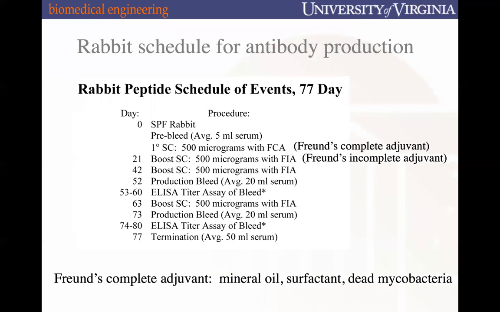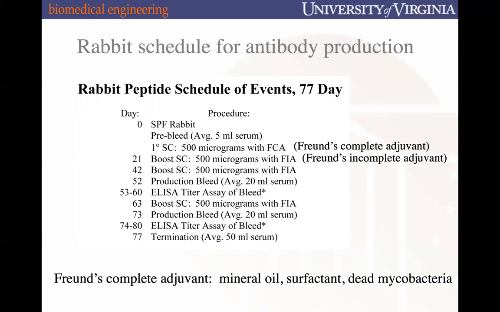So adjuvants are usually things in a vaccine that help raise the immune response, or in this case, what antibodies are being raised against. And so Freund's complete adjuvant is mineral oil, surfactant, and dead mycobacteria. The mineral oil is meant to help elevate the viscosity of what you're injecting, so that when you inject it, it doesn't just diffuse and go everywhere, but rather it stays together.